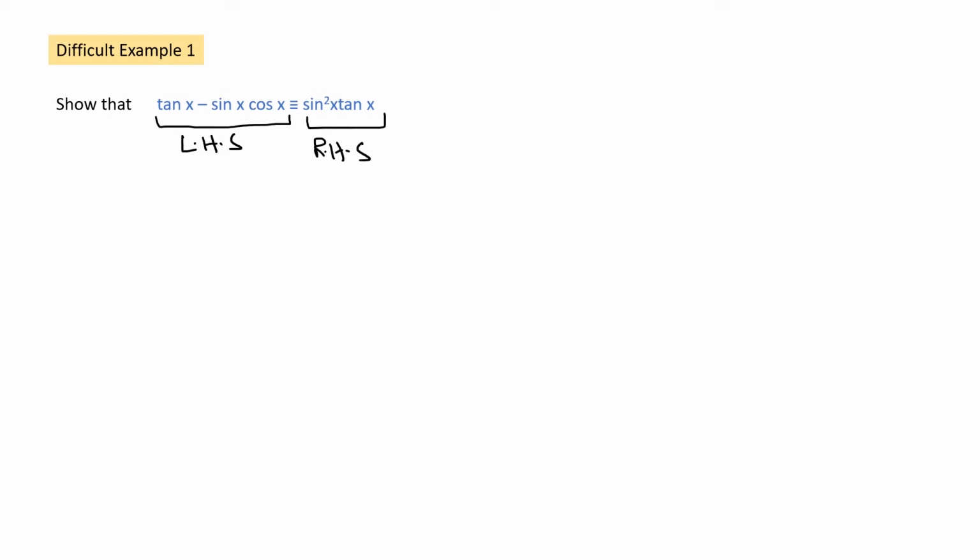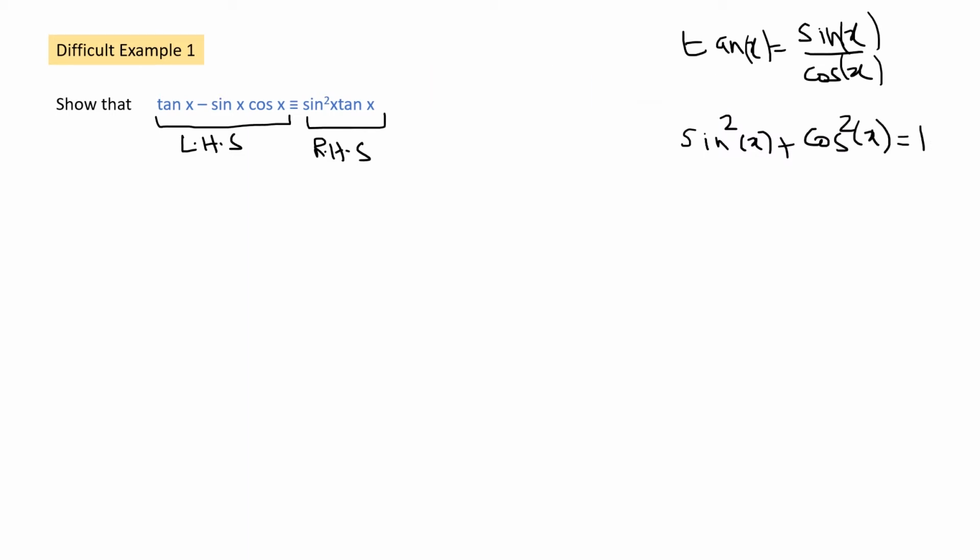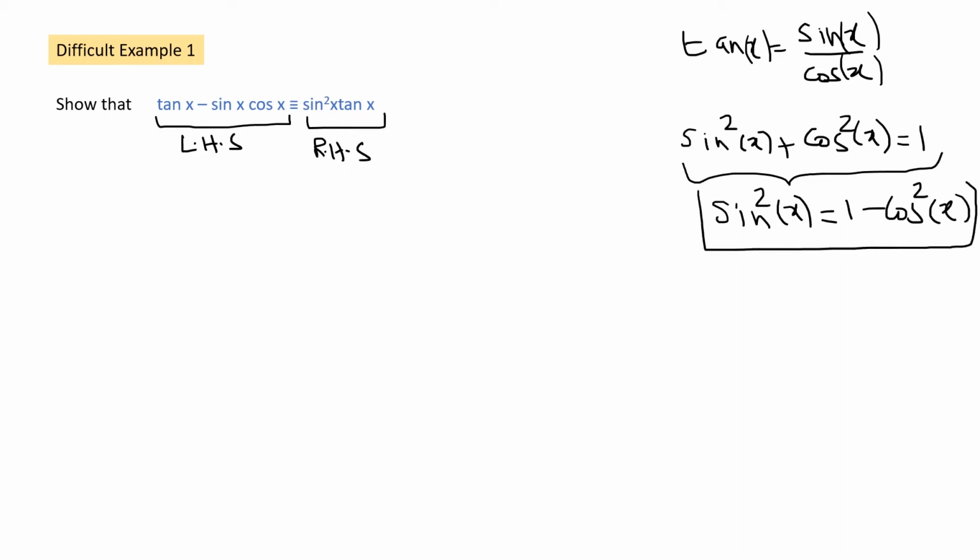The first identity is tan x equals sin x over cos x. Sin squared x plus cos squared x equals 1. To solve our question, I need to make sin squared x the subject. So sin squared x is nothing but 1 minus cos squared x. So remember this one, we will use this one when we prove our question. Okay, let's come back to the question.